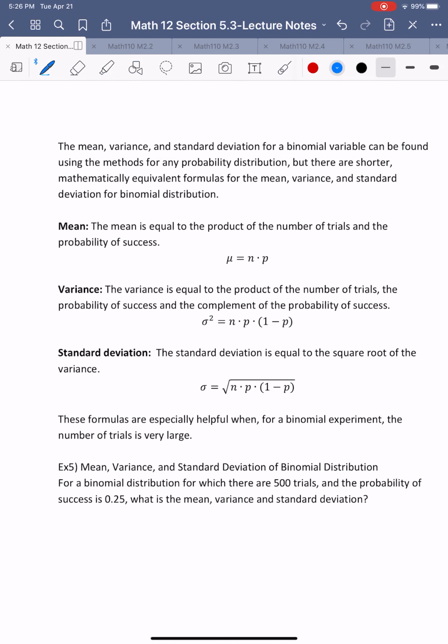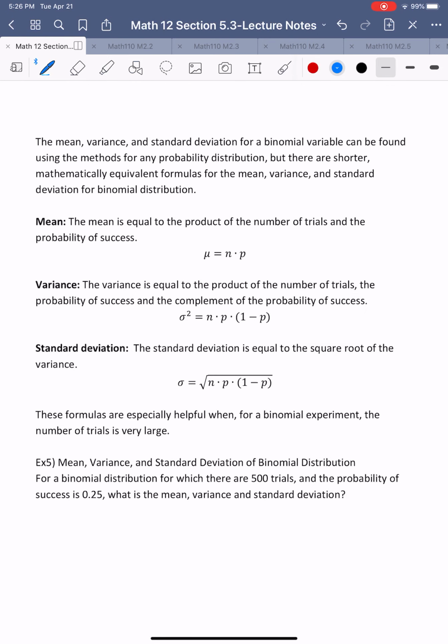Alright, next page. Now, the mean, variance, and standard deviation of the binomial variable can be found using the method for any probability distribution, but there are shorter mathematical equivalent formulas for the binomial distribution. So the mean is equal to the product of the number of trials and the probability of success. This is what you need to remember. The variance is n times p times 1 minus p. Then the standard deviation, you put the square root over the variance.